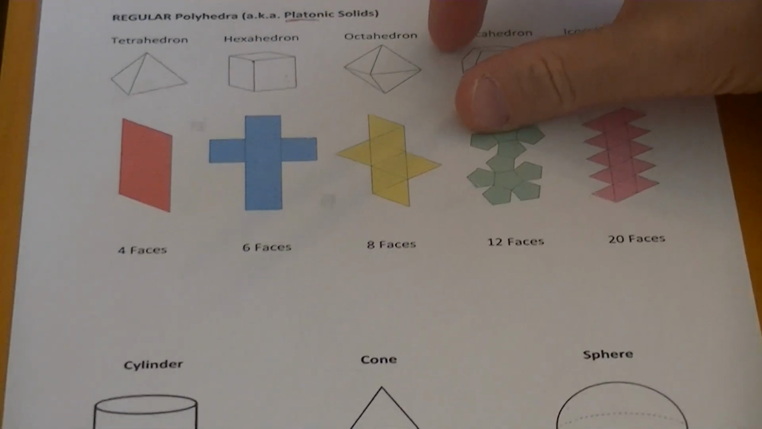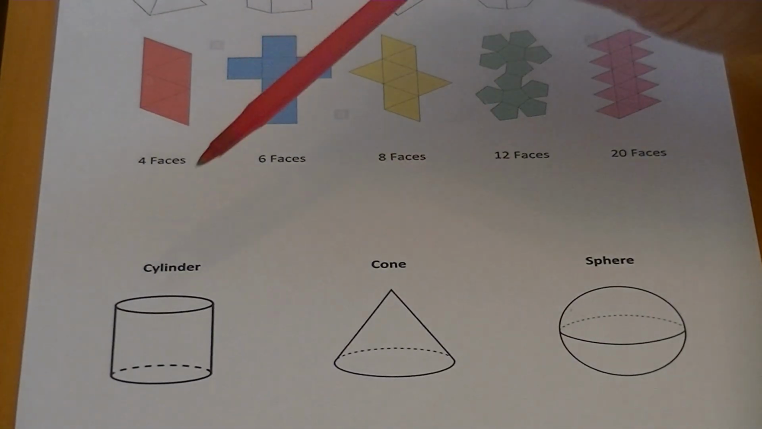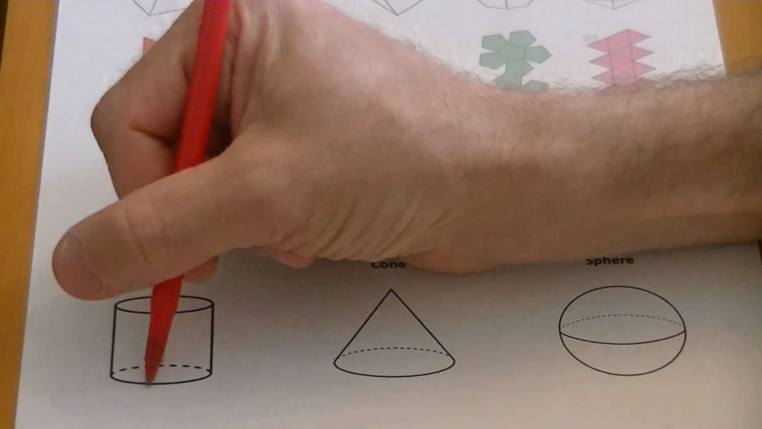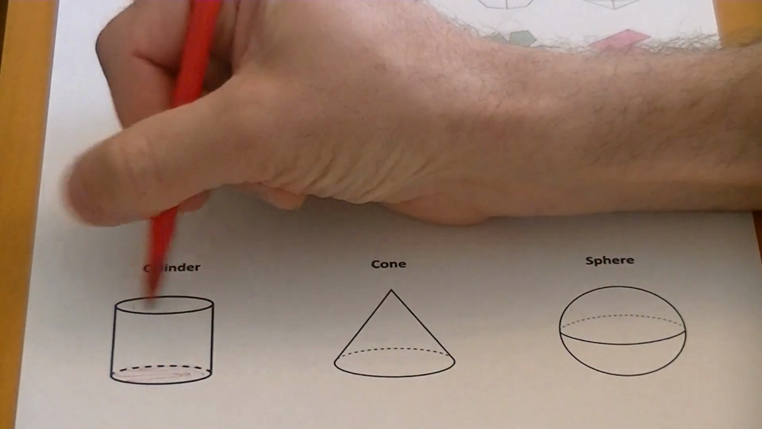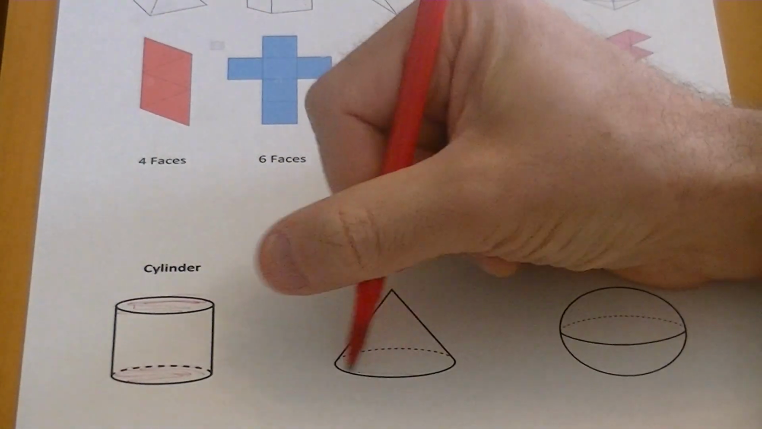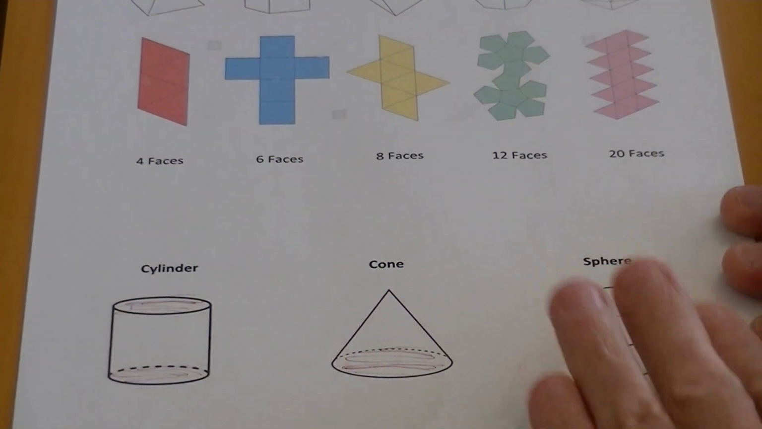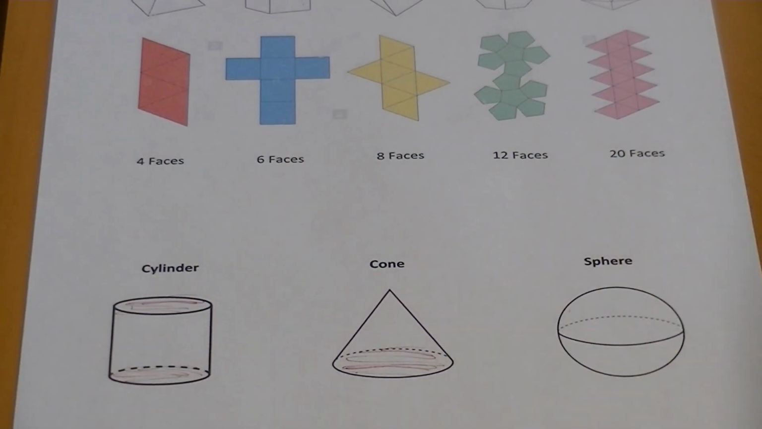And finally, words I'm sure you're familiar with: cylinder, cone, sphere. They're not polyhedra, but they are 3-dimensional figures. Cylinders have 2 bases. Cones have 1 base. Spheres don't have any bases, and these don't have any faces. The word faces is really just reserved for a polyhedron.